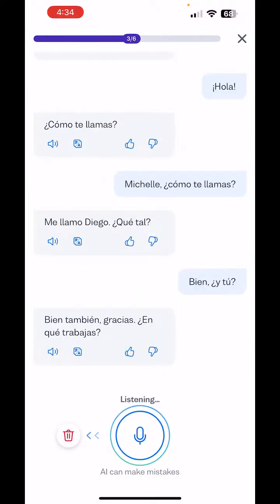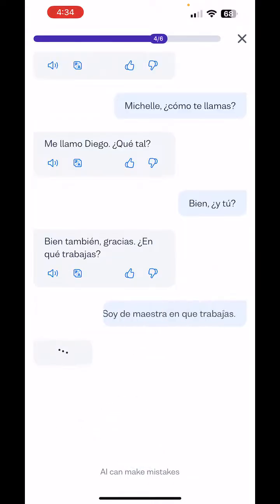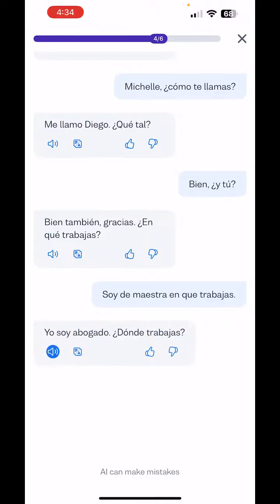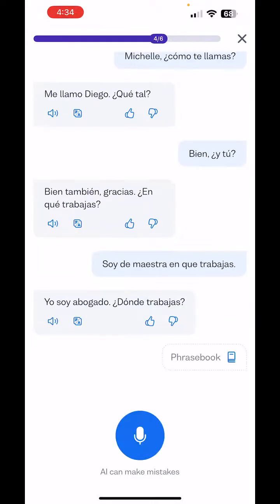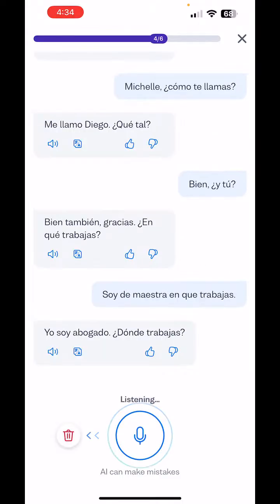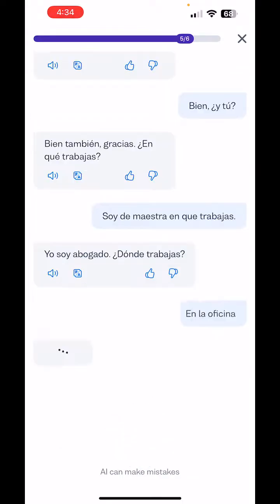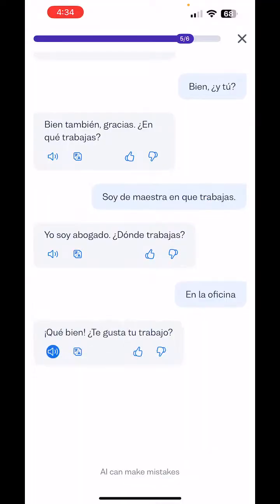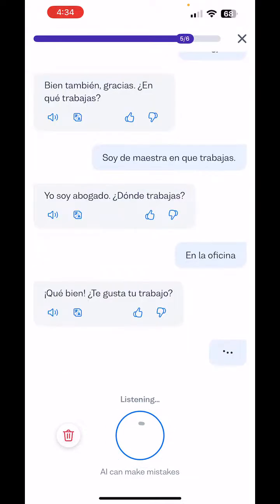Okay. Soy de maestra. ¿En qué trabajas? Yo soy abogado. ¿Dónde trabajas? Where do I work? En la oficina. Qué bien. ¿Te gusta tu trabajo? Sí, me encanta mi trabajo mucho.